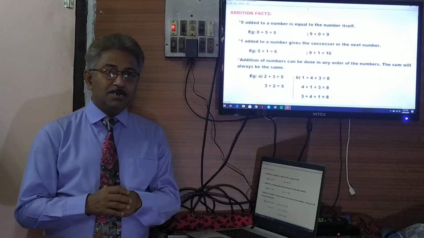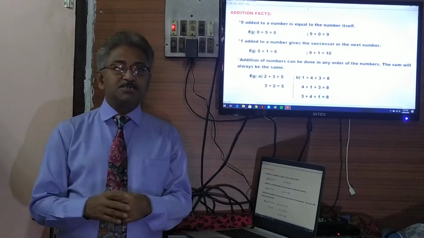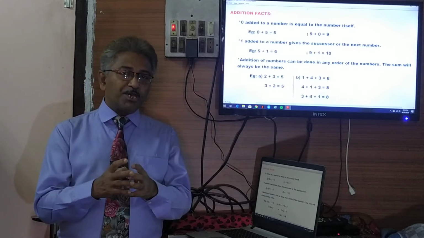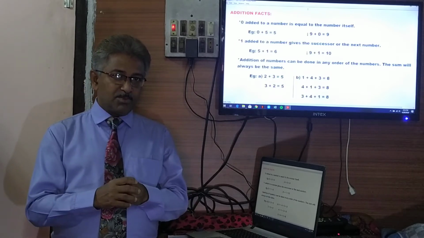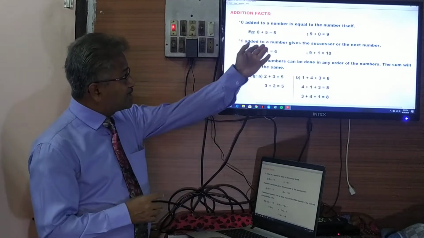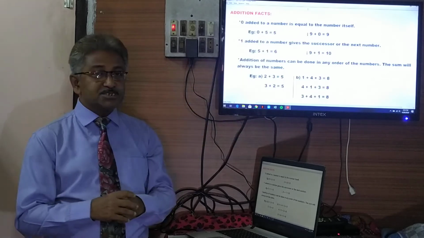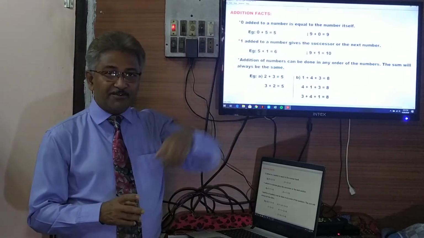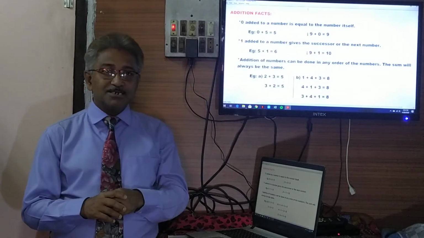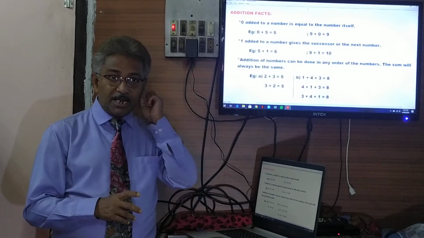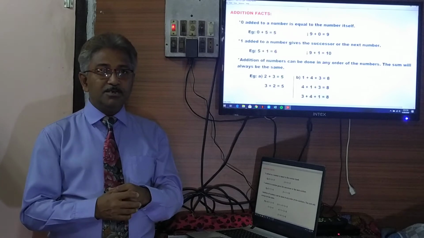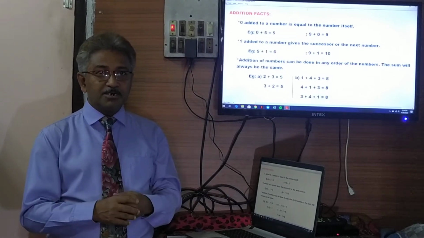so that addition later on becomes easier. The first thing is, when 0 is added to any number, we get the number itself. As an example, 0 plus 5 gives us 5, or 9 plus 0 gives us 9. So if 0 is added to a number, then the answer or the sum is the number itself.